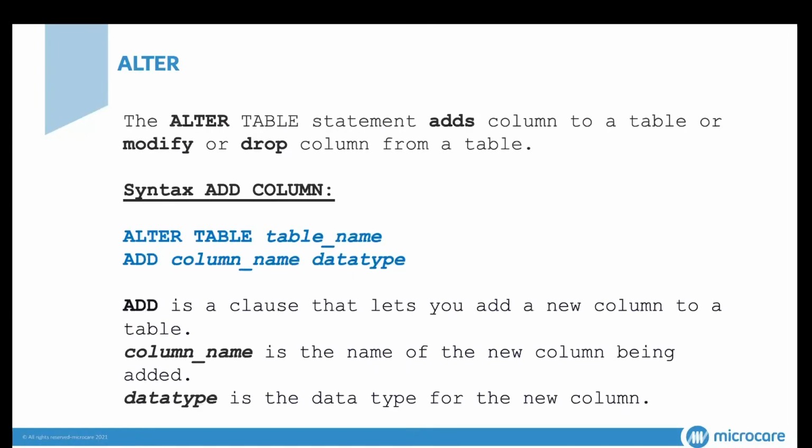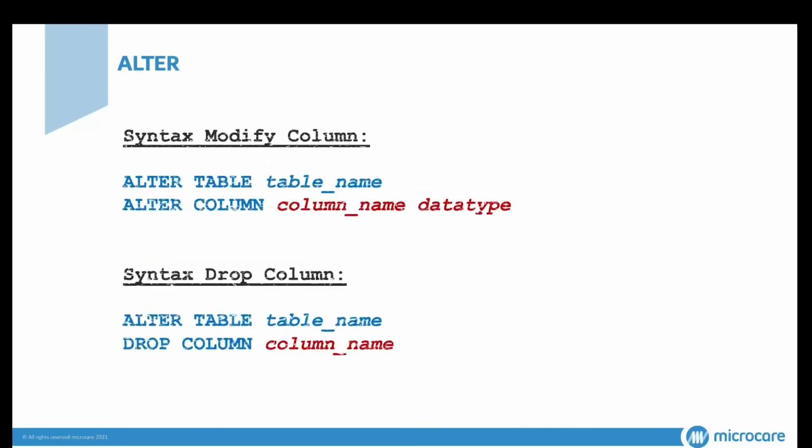Alter table. Alter table statement adds columns to a table or modifies or drops a column from a table. The syntax for adding a column looks like this. Alter table, table name, add, column name and the data type. Add is a clause that lets you add a new column to the table, and the column name is the name of the new column being added, and data type is the type of data for the new column. And the syntax for modifying a column and dropping a column looks like this.